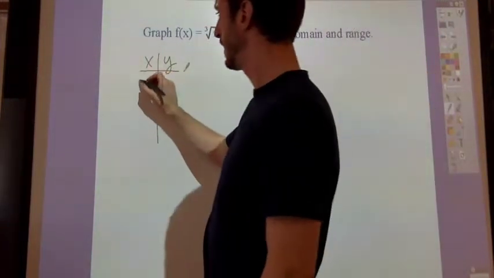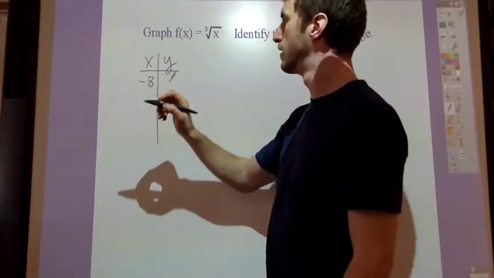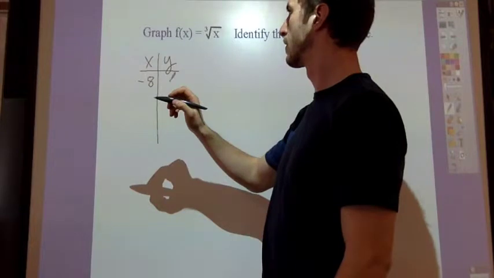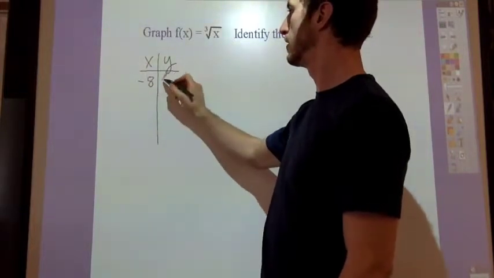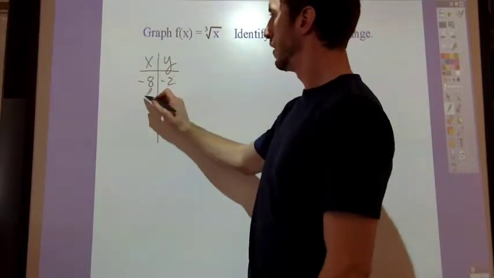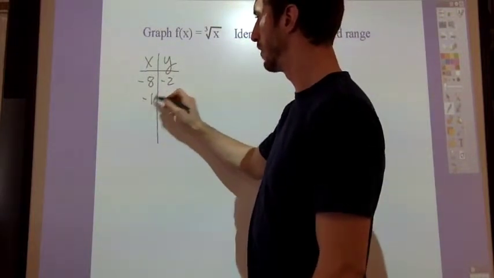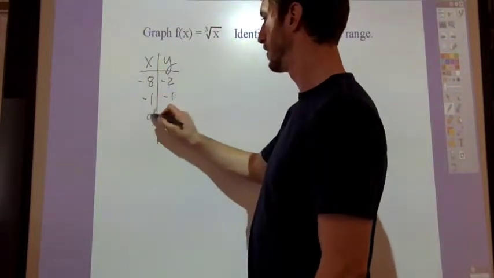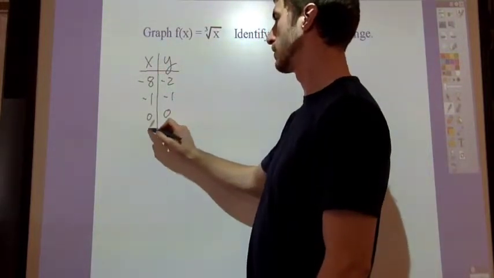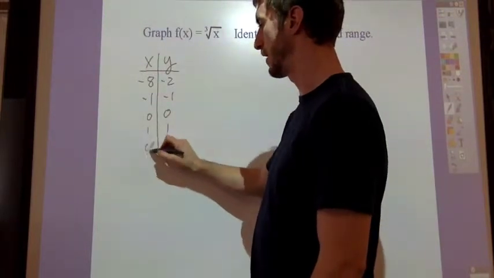So I'm going to go with -8 because I know the cube root of that is going to be -2. And then we'll go with -1. -1, cube root of 0 is 0. Cube root of 1 is 1. And then cube root of 8 is 2.